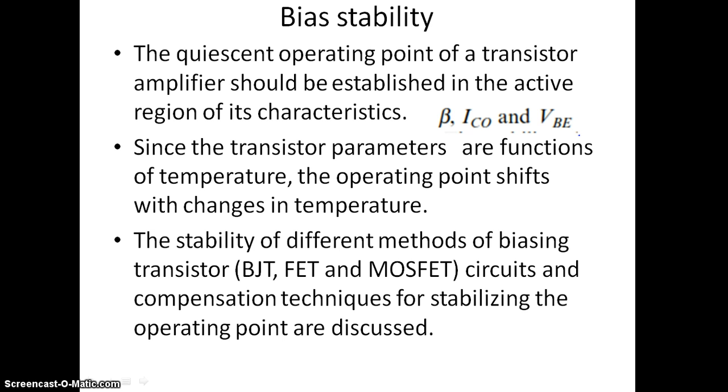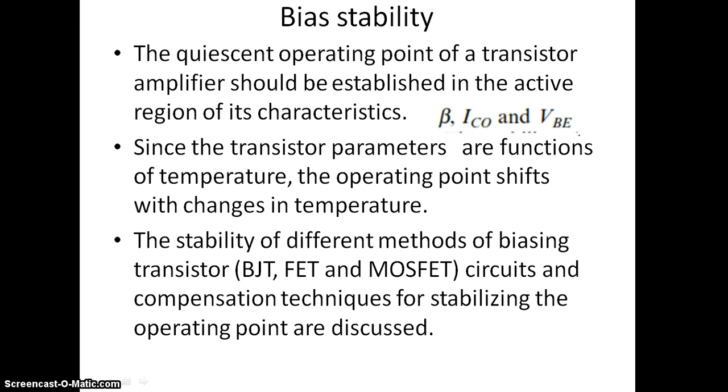Now coming to bias stability, the quiescent operating point of a transistor amplifier should be established in the active region of the characteristics. If we want our transistor to operate stably, we have to fix the bias point. Basically three parameters, that is beta, the current gain, IC0, the reverse saturation current, and VBE, the base emitter voltage, are functions of temperature, and the operating point shifts with changes in temperature.